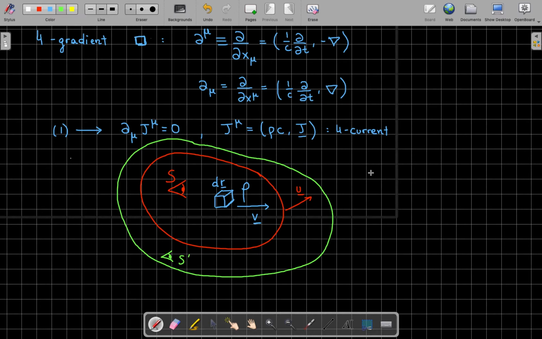Mathematically, we can write this as the following. So we must have that rho prime dr prime, right, is equal to rho dr, okay?